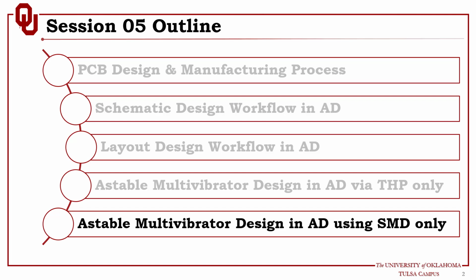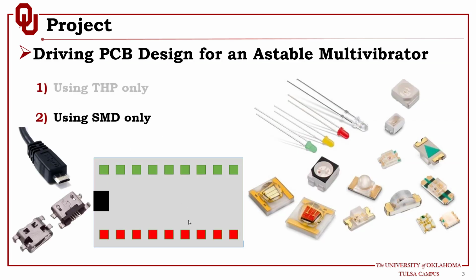So for now, we need to do the second part of session number 4, where we started with an astable multivibrator design using through-hole components only. Today we will redesign the same board but using surface mount components only. Now, this is the layout for our board, and as we can see, we have 9 green LEDs, also 9 red LEDs, and we have a power interface in here.